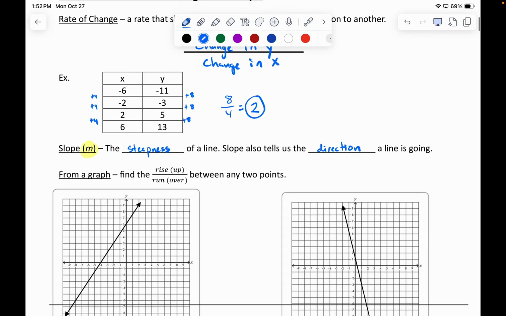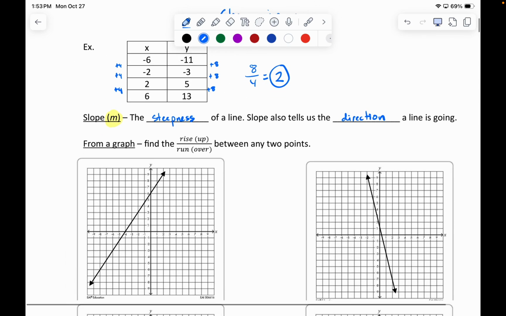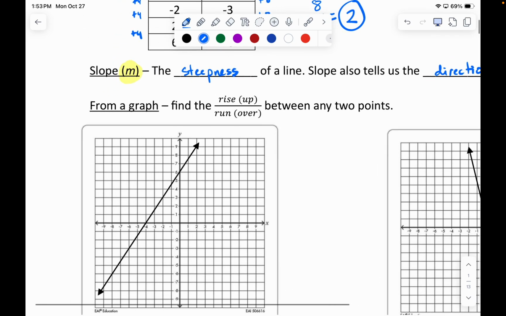So, from a graph, does anybody remember this? Find the rise over run. I remember it, but I don't know. Yeah, that's what I'm talking about. You've heard of it at least, even if you don't really remember it. So we're going to find rise over run from a graph between any 2 points. It's just up and over. That will tell us the slope of the line. So here's what I mean by that. Or I guess I should ask you.